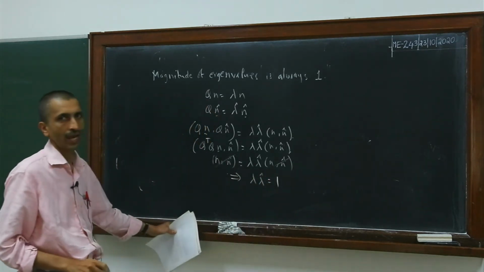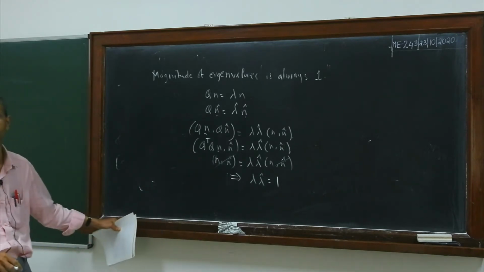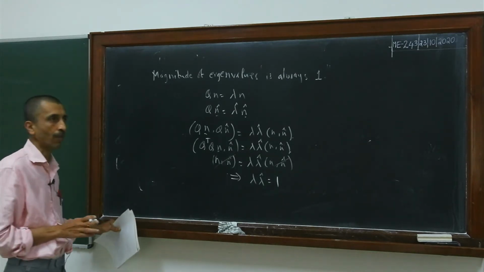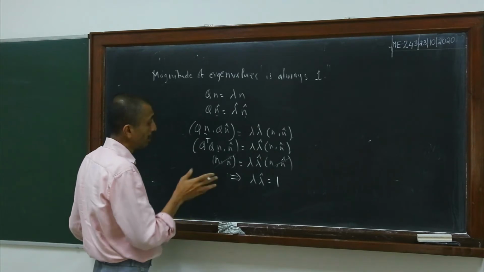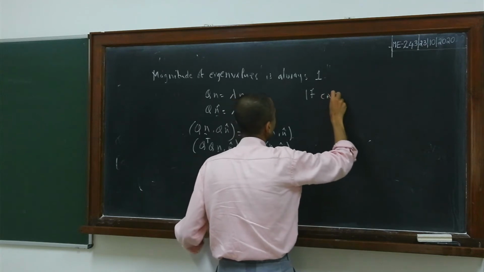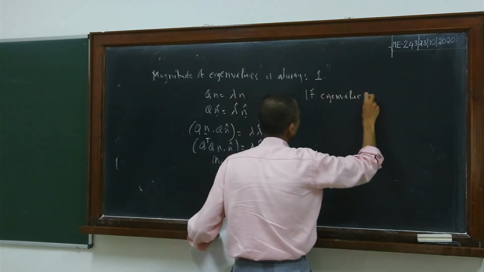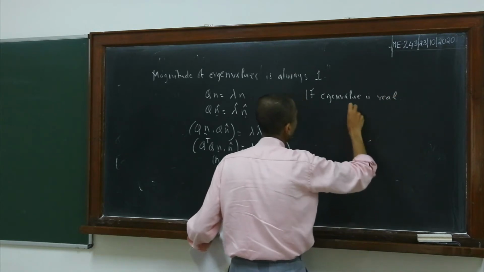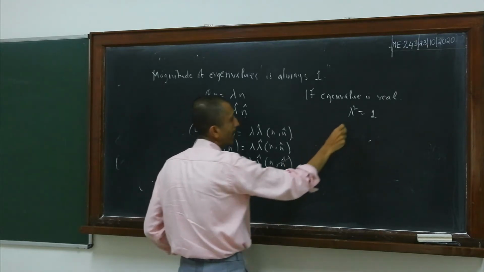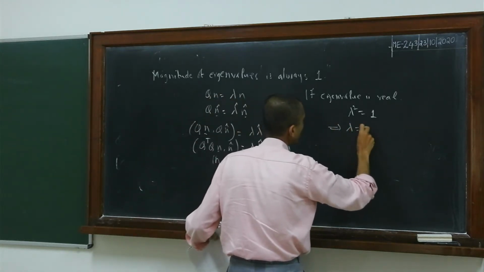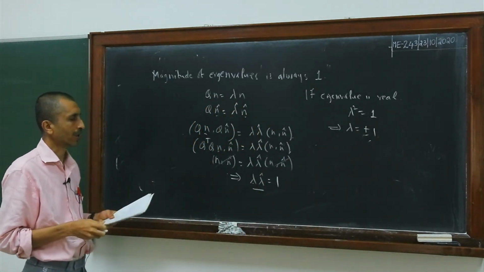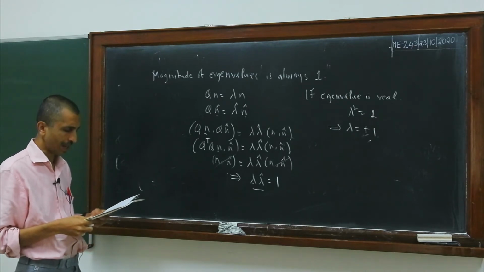So that shows that the magnitude of the eigenvalues of an orthogonal tensor is always 1, even if it is complex valued or real, it doesn't matter. Now if the eigenvalue is real, then what you will get is that lambda squared will be equal to plus 1 from this particular relation, because lambda hat will be equal to lambda, and this will imply that lambda is equal to plus or minus 1.